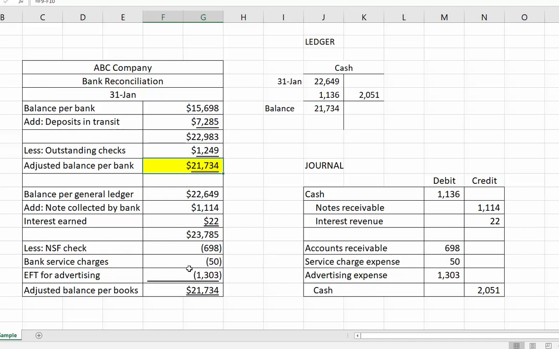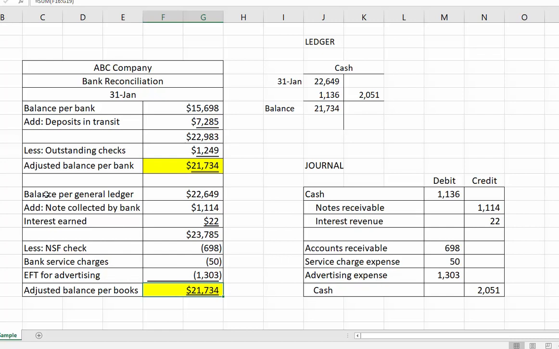All right. When you add and subtract, guess what? We have the same number. Excellent. That means we have reconciled. Okay. And we have this new balance, 21,734, which is actually the correct balance that we should have in our books.